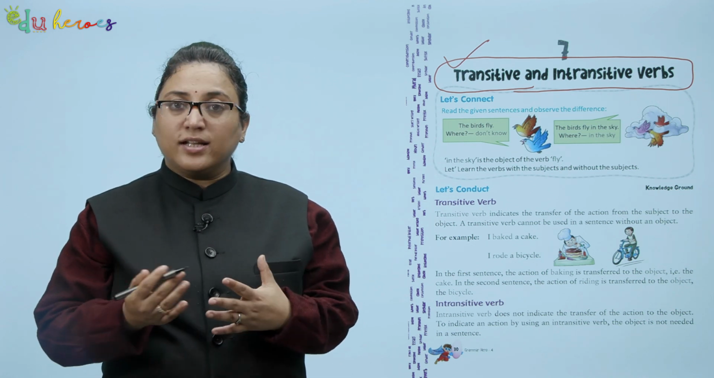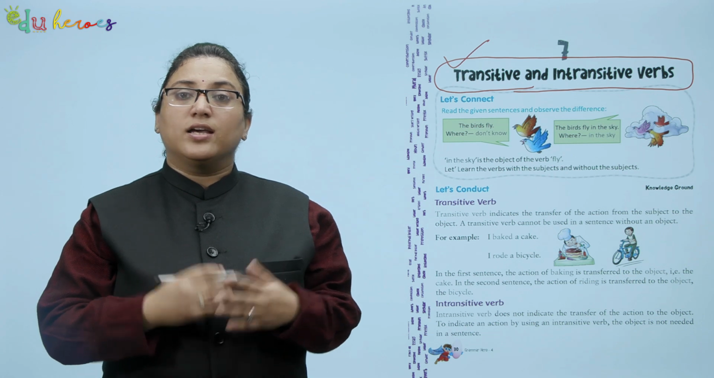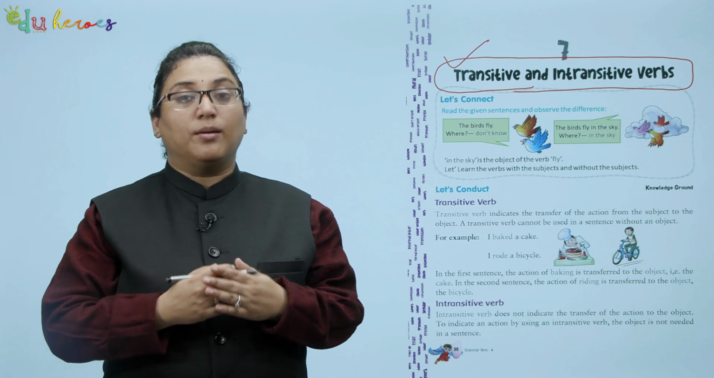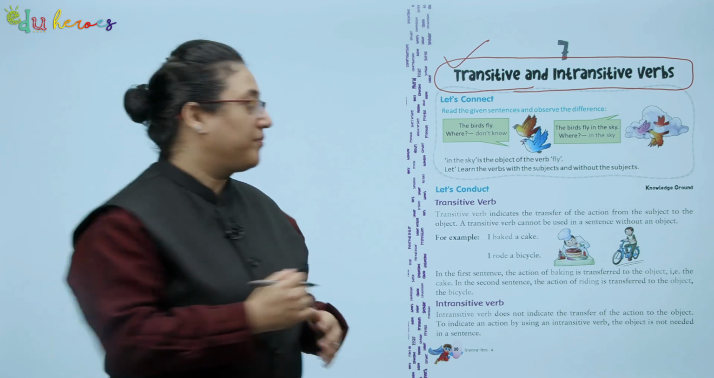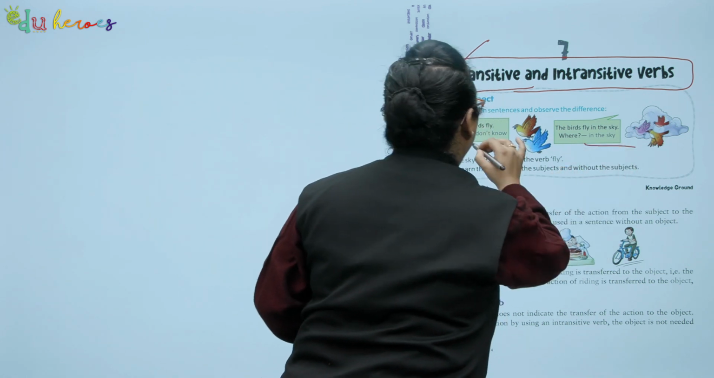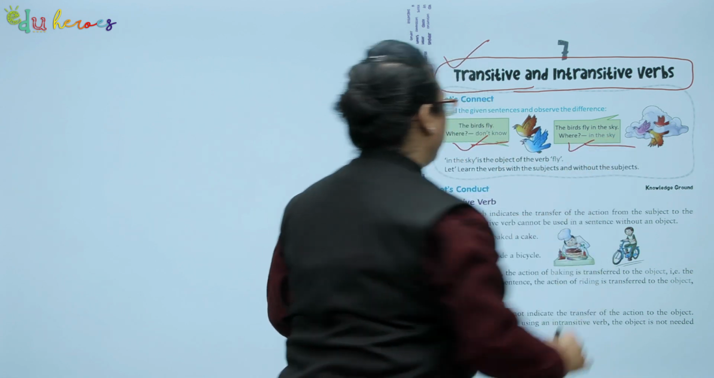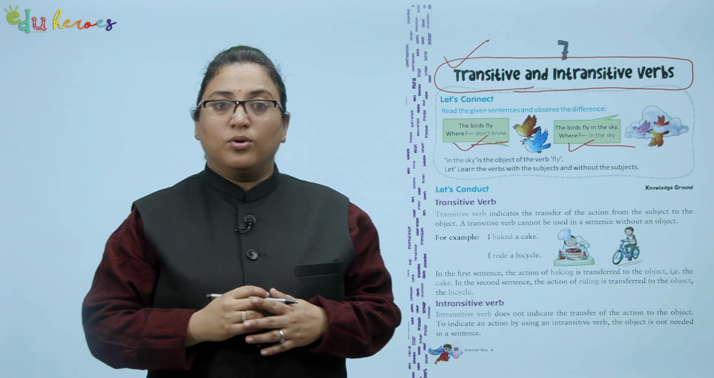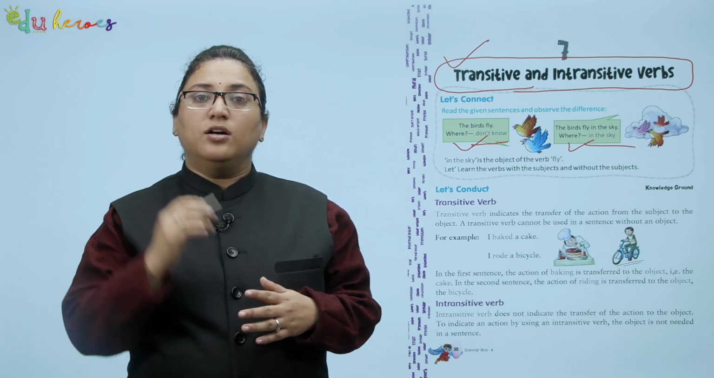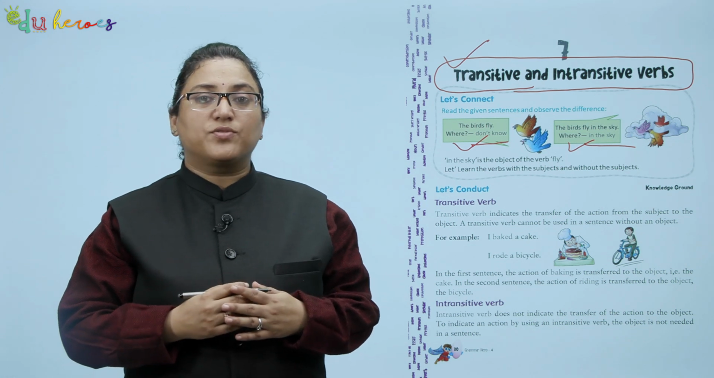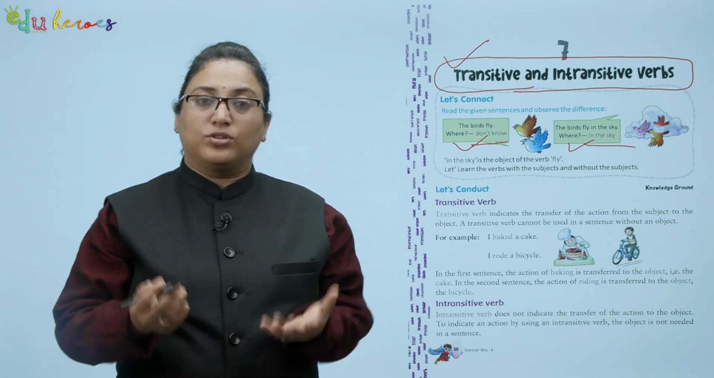Whereas in the second sentence, the birds fly in the sky. So when we question where, we come to know: in the sky. We don't know, but here we know. So, in the sky is the object of the verb fly. Let's learn the verbs with the subjects and without the subjects.